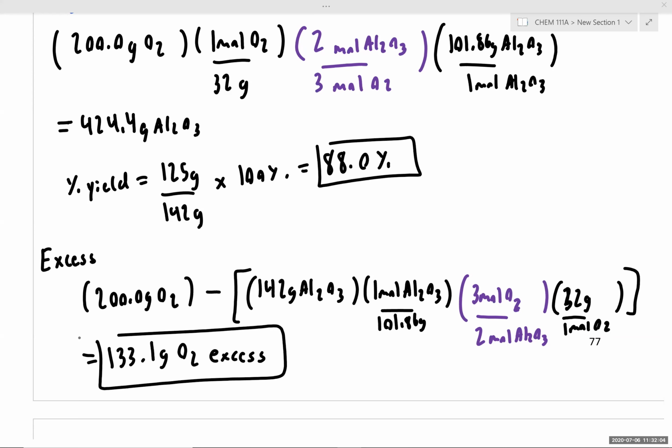Do these calculations make sense to everyone so far? Any questions on these examples? So the only thing that we've added is this little percent yield calculation.